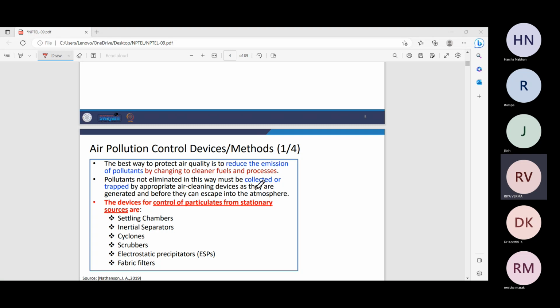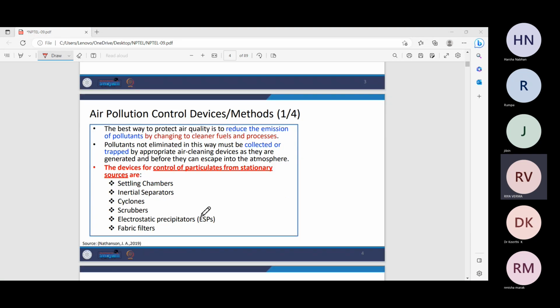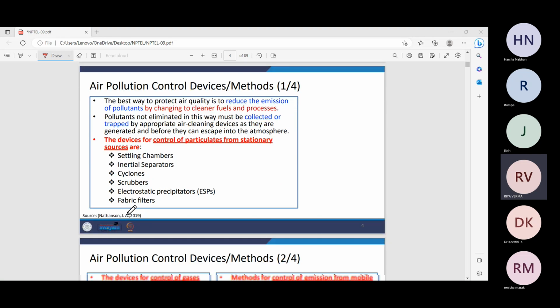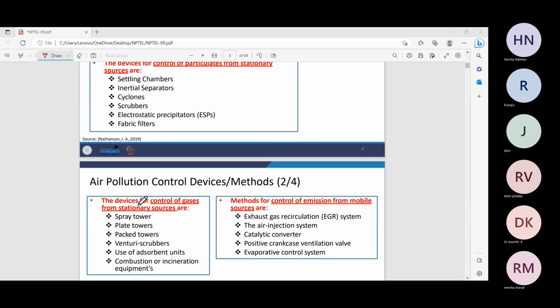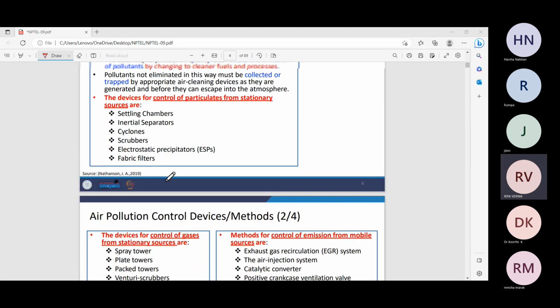So the devices for control of particulates from stationary sources: we have settling chambers, inertial separators, cyclones, then scrubbers like wet scrubbers, then ESPs, electrostatic precipitators, and then fabric filters. So these are for the control of particulates from the stationary sources. When the source is stationary, for example any industrial setting, then we can use these. Next, that is for particulates.